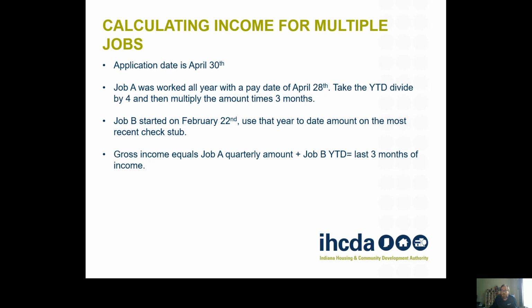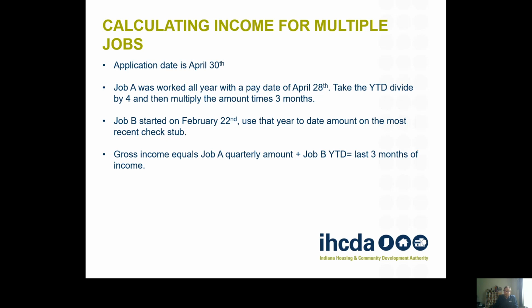Either way, February is within that time period. So your pay stub here, your year to date on that most recent pay stub, is going to be from February 22nd through April 28th or April 30th, whatever the pay date is on job B. And so that entire job was actually within the 3-month period.